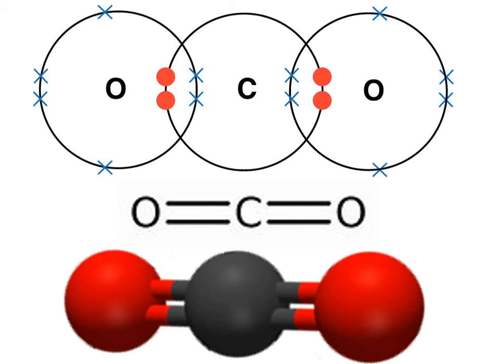In carbon dioxide, carbon bonds twice, or shares two electrons with each of the two oxygen atoms. So carbon is now stable with a full outer shell of 8 electrons, as it's now sharing 4 electrons, and both oxygen atoms are stable as they gain the 2 electrons they need to complete their outer shell.